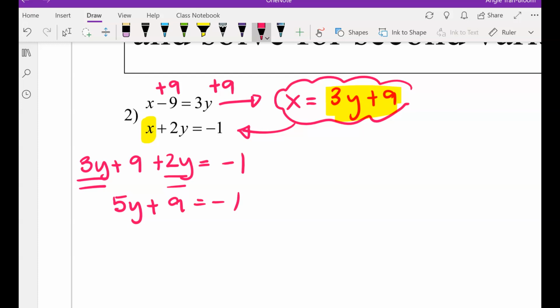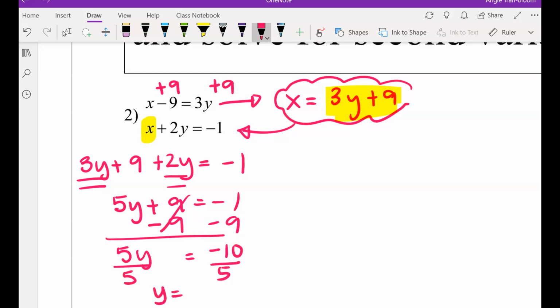5y plus 9 equals -1. What is your next step, Mackenzie H.? Subtract 9 from both sides. Perfect. Okay. So 5y equals, Benjamin J., -1 and a -9 will make it a? -10. Perfect. Next step, please. Hun, what do you do next? Divide by 5. Good. Okay. y equals -2. Good job, Hun.